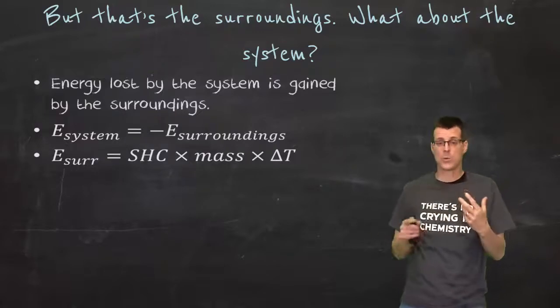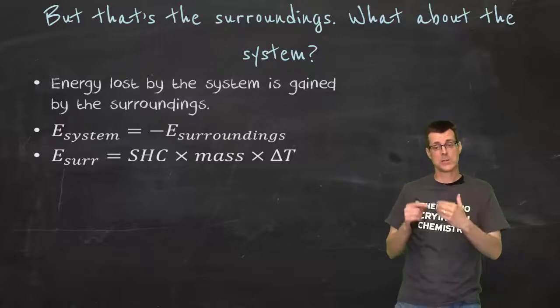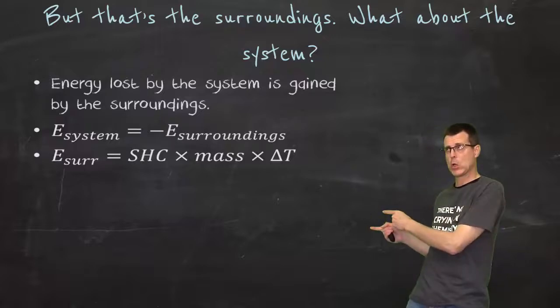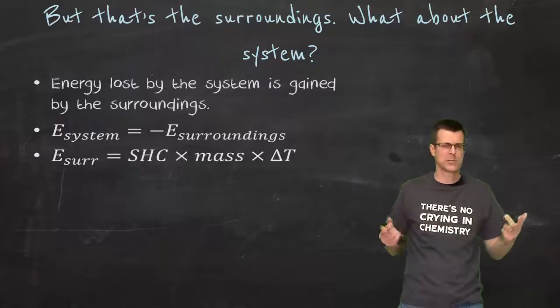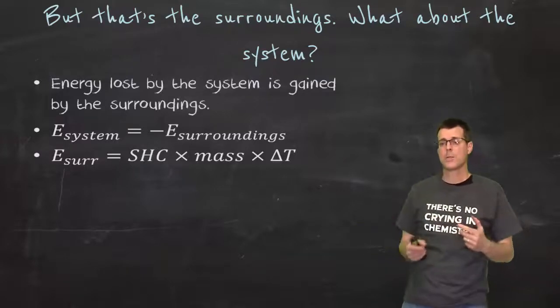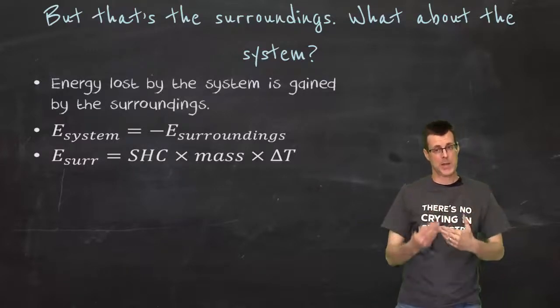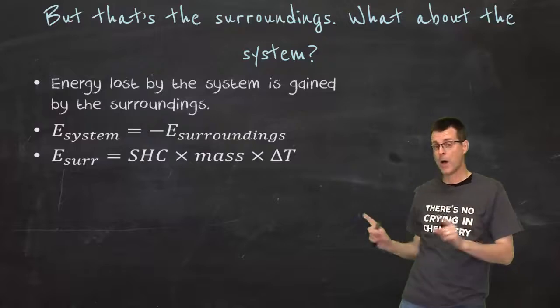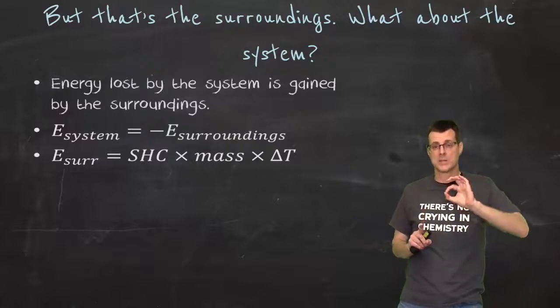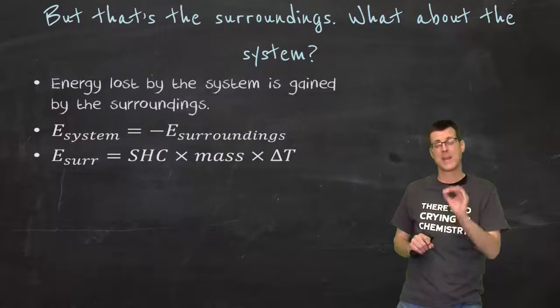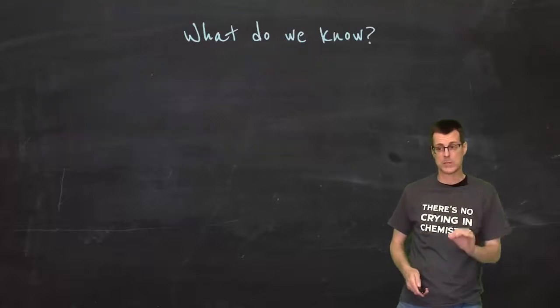And then for us, what we're going to make sure that we can do is that the energy of the surroundings is calculatable, it's English, I can make up any words I want, calculatable by specific heat capacity, mass, change in temperature. Now we need to be cautious about this mass because if we're talking about the surroundings, then it has to be the mass of the surroundings.